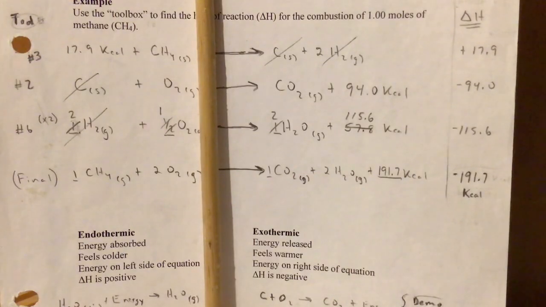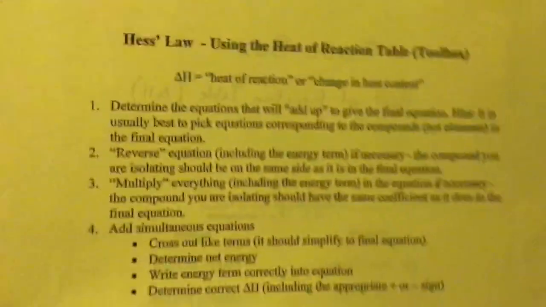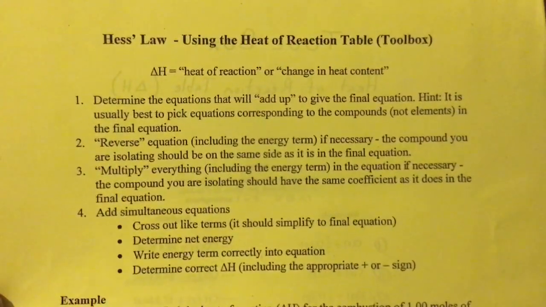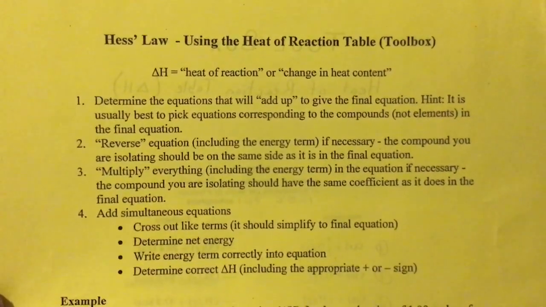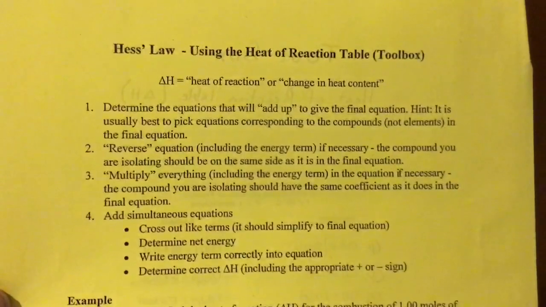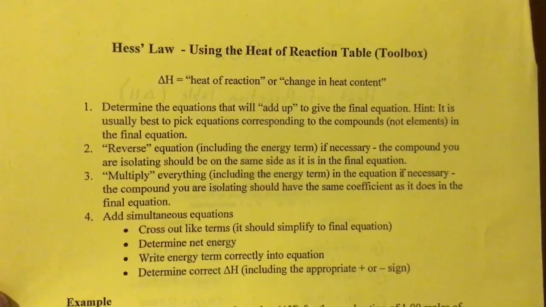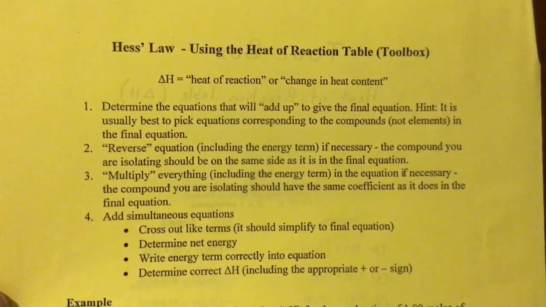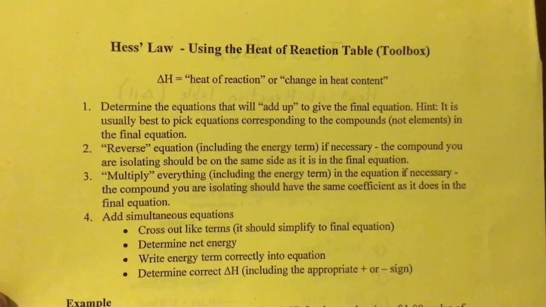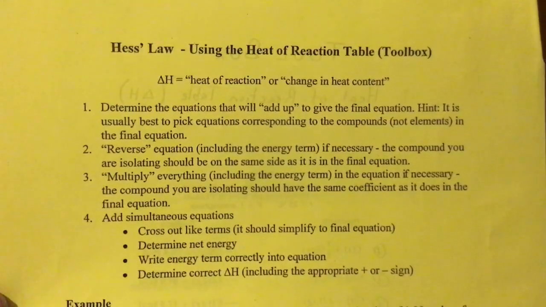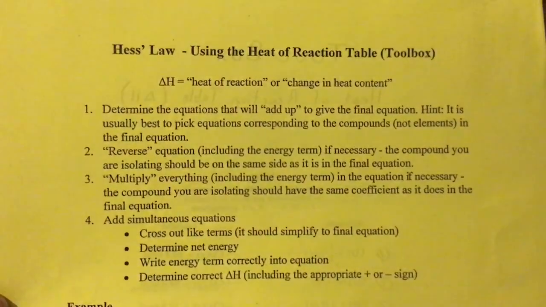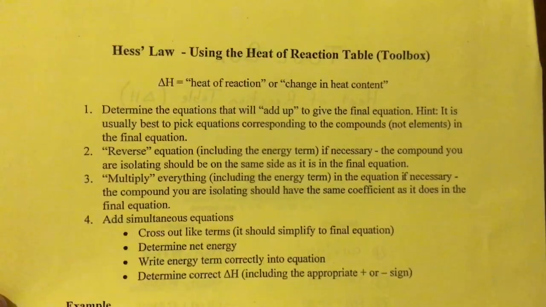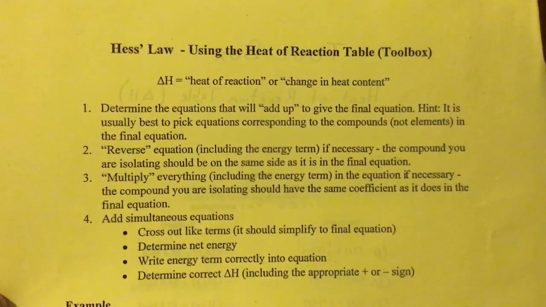Okay, just going back to some rules that you have to do this, and they're right above your equation. We did all these steps. We determined what things will add up. Usually it's the compounds you focus on. The oxygen cancels out by itself. You only had to reverse one equation to match it up. That was the first one involving the CH4. And then the only one you had to multiply to get to 2 was the H2O equation. But then you add up simultaneous equations, cross out like terms, determine the net energy, and so on, like we talked about. So that's a reminder about steps right there that you'll have right in front of you.